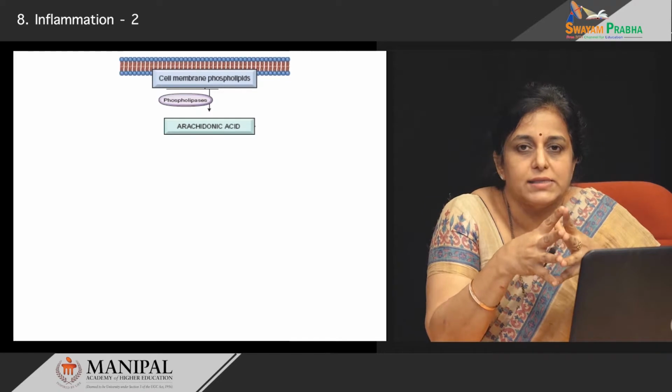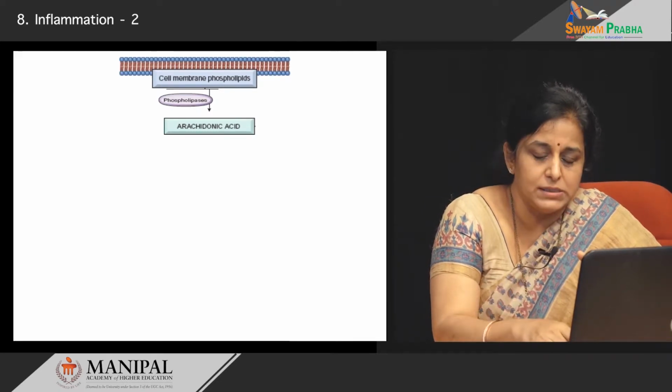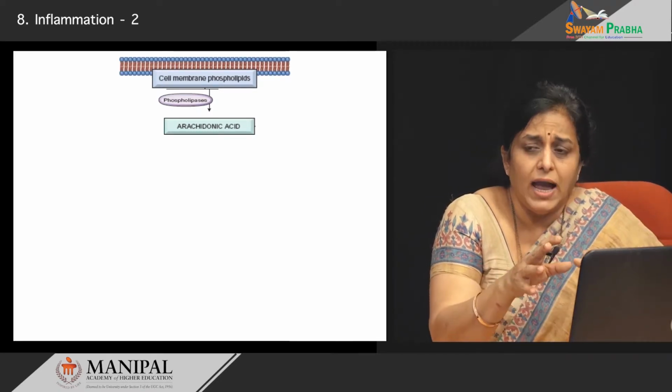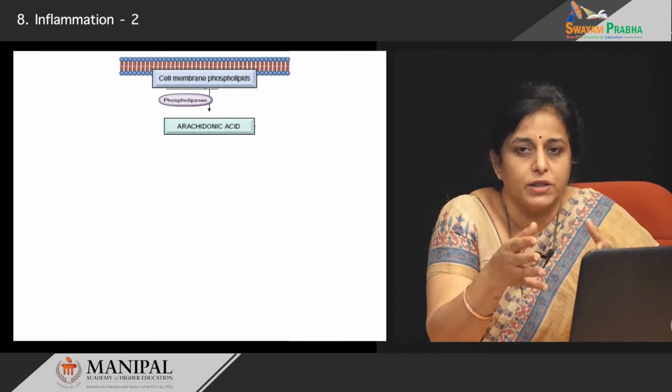So, this arachidonic acid that is formed from phospholipids takes two pathways, actually three pathways, the third one being not that important.